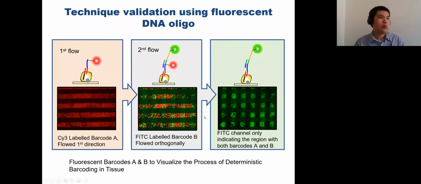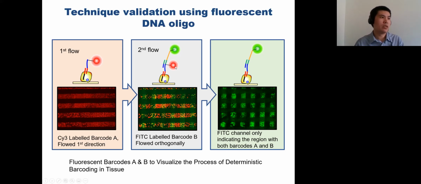And another way to further validate the technology is to use fluorescent labeled barcode DNA oligos. So basically, for the first direction, we just flow a red color Cy3 labeled Barcode A solution, which will just bind to the mRNA in the cell. And we just flow a second Barcode B, which will be ligated to the Barcode A.